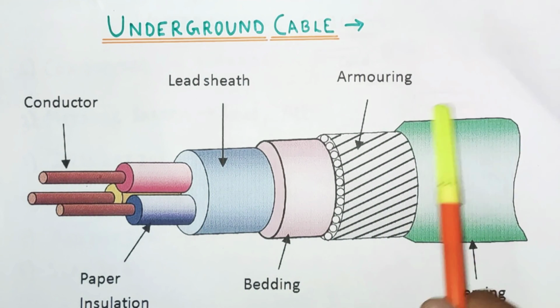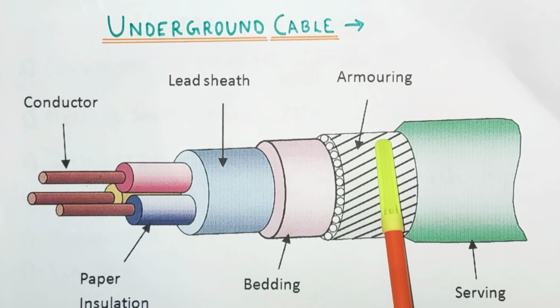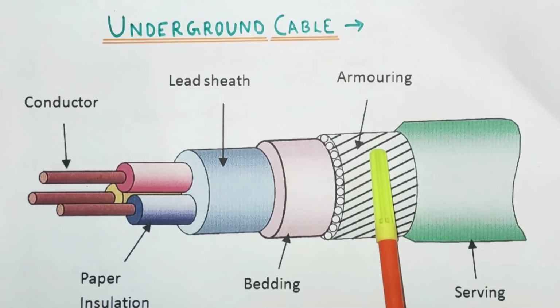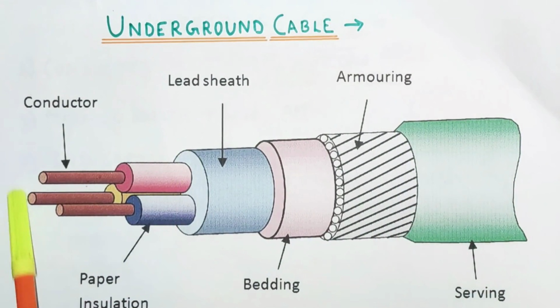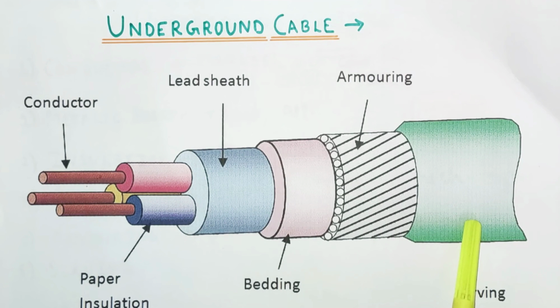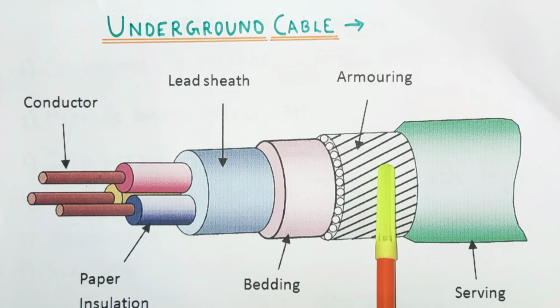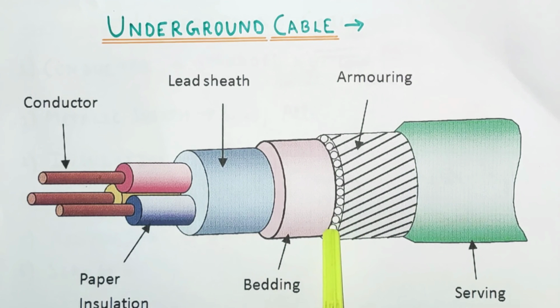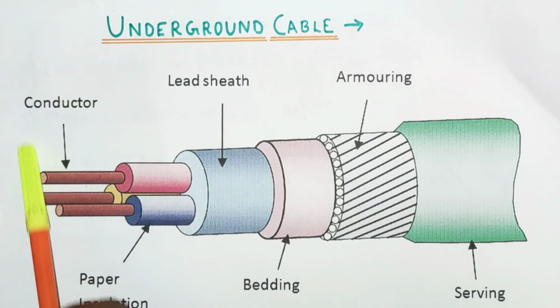Now, as I have told you, armoring is made up of metal. Which metal? Galvanized steel. So what is its function? Its function is to provide mechanical strength to the cable. Otherwise, what will happen if this layer is not there? When we are handling the cable, mechanical injuries can take place to the cable or the cable will be damaged. So to prevent this damage we are using galvanized steel layers, and that is protecting the entire cable.